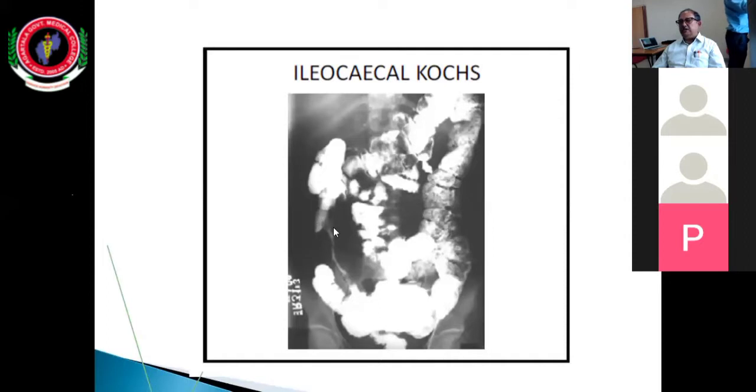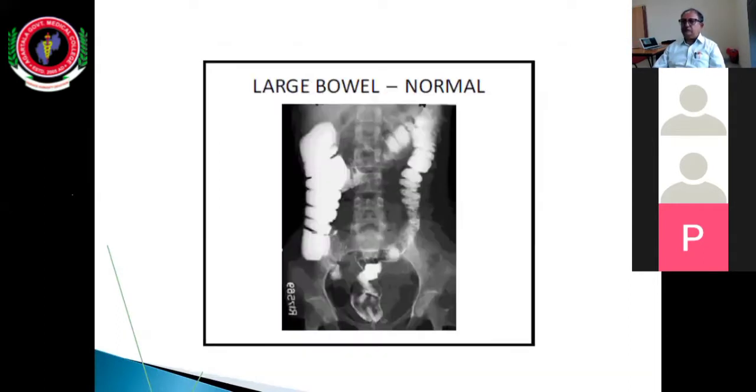This is the barium meal follow-through study, showing cicatrization of the cecum with narrowing of the terminal ileum, suggestive of ileocecal tuberculosis. The last one is the barium enema study to see the large bowel. These are the haustral patterns of the large bowel, and this is the sigmoid colon, this is the descending colon, and this is the transverse and ascending colon.